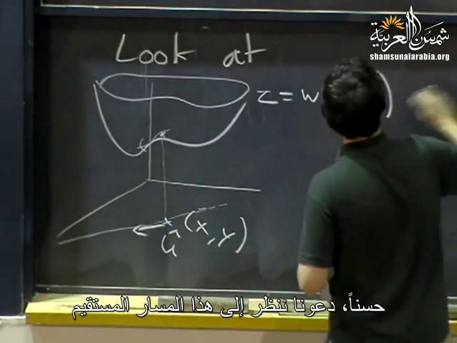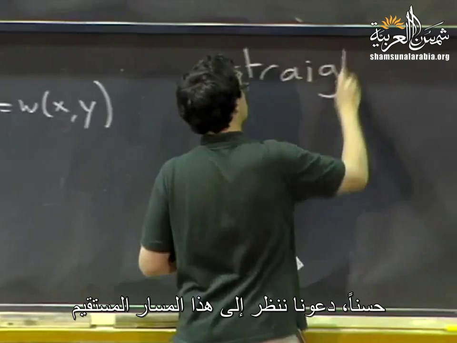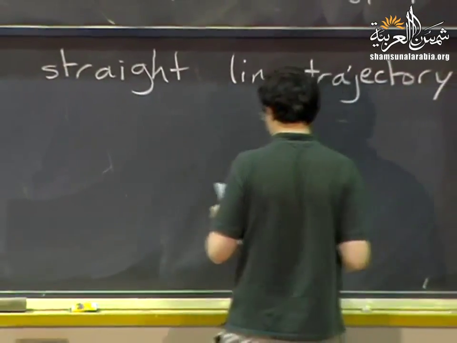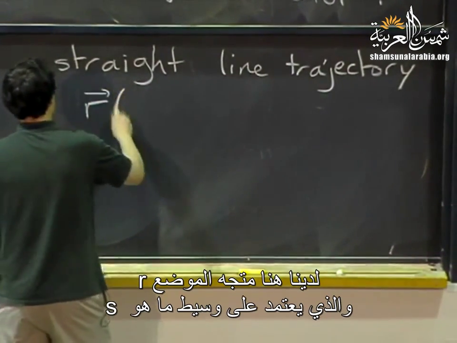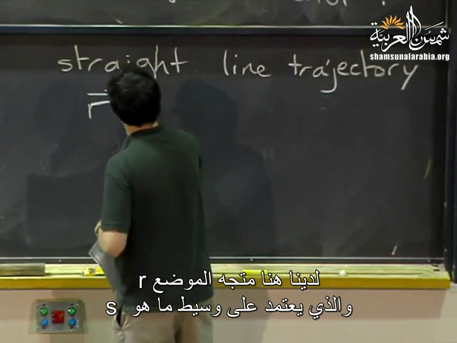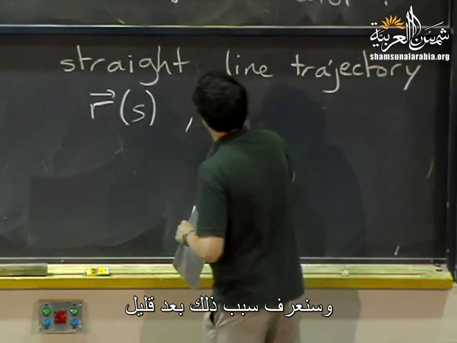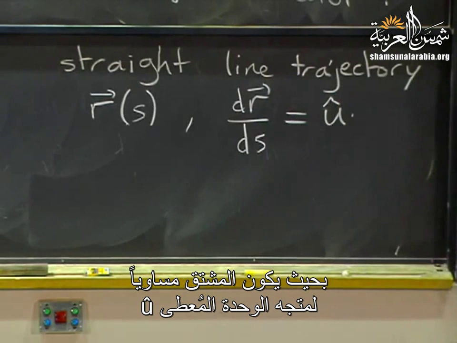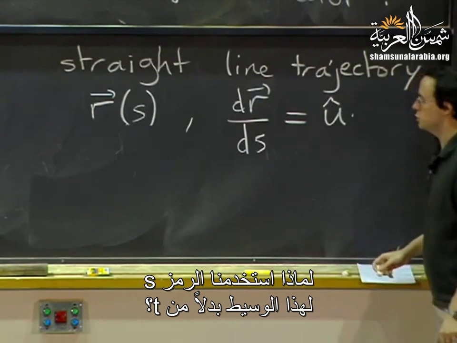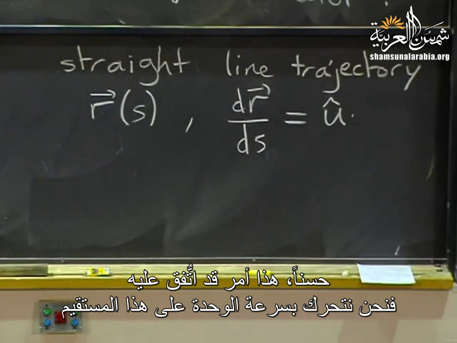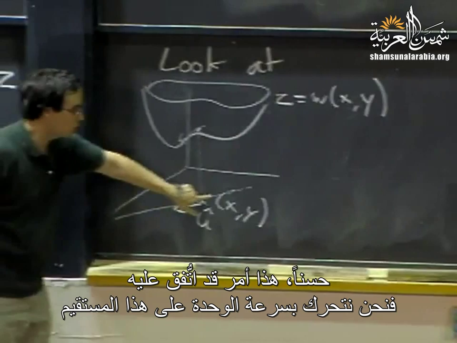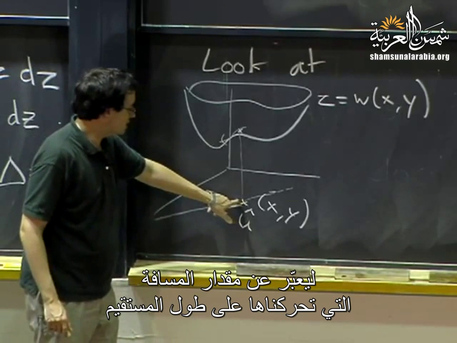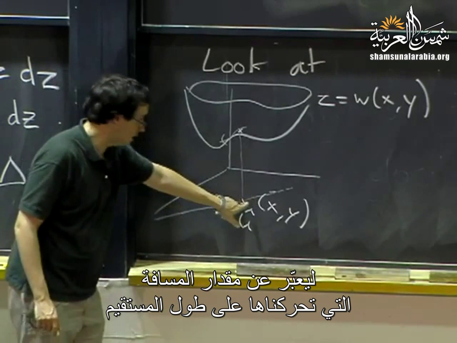So let's look at a straight line trajectory. We have a position vector r that will depend on some parameter, which I will call s, in such a way that the derivative is this given unit vector u hat. Why do I use s for my parameter rather than t? Well, it's a convention. I'm moving at unit speed along this line, so I'm parameterizing things by the distance that I've traveled along the line.